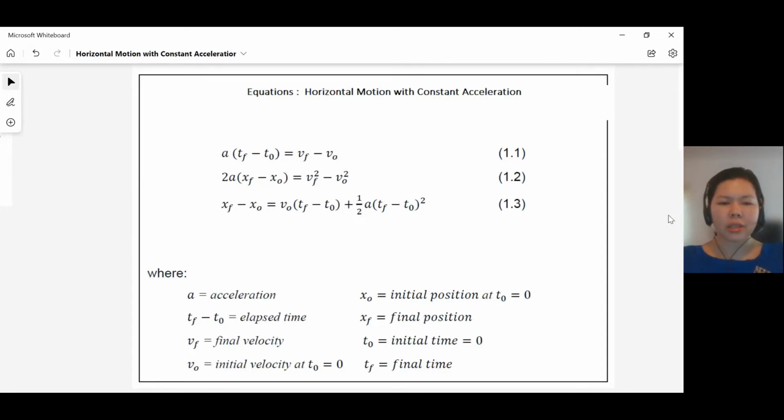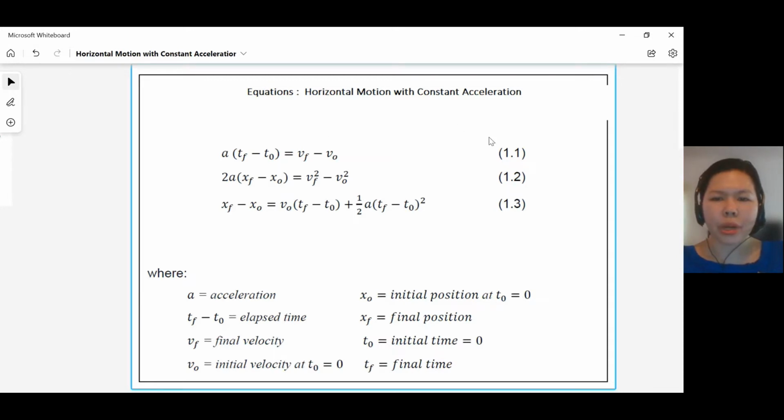a equals acceleration, elapsed time tf minus t naught. v sub f is final velocity. v sub o is initial velocity at t naught equals 0. And x sub o is the initial position at t naught equals 0. xf is final position. t naught is initial time, which is equal to 0 seconds. And t sub f is the final time.